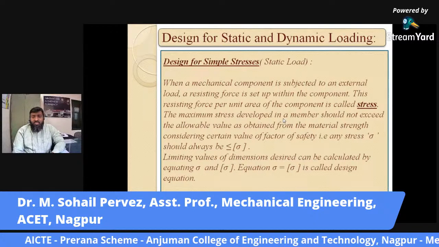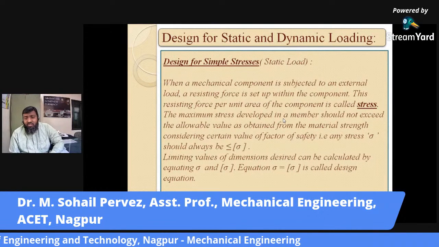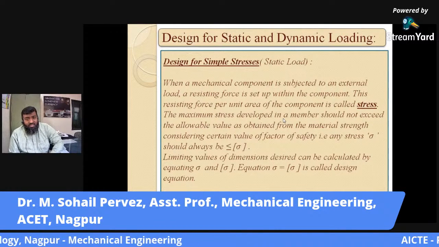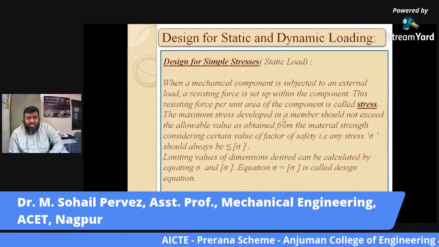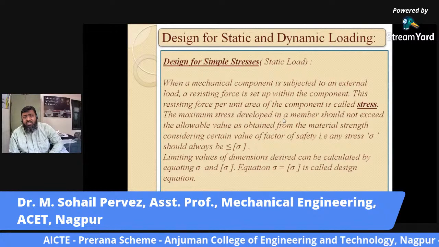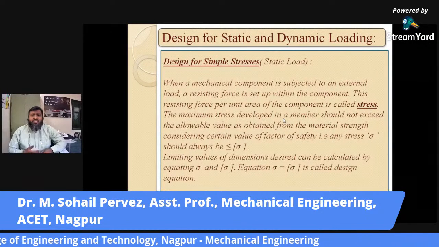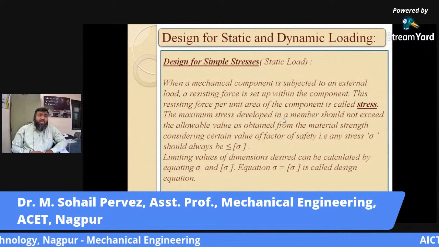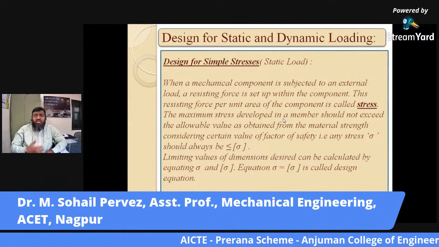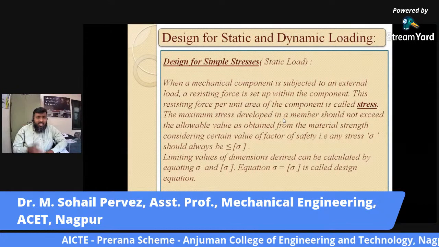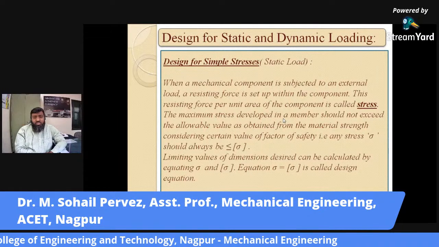So a mechanical component is subjected to external load. A resisting force is set up within the component. This resisting force per unit of area of the component is called stress. What is stress? We generally discuss with our friends or family, I'm in tension, I'm having stress. What is that stress? That stress is nothing but the reaction of different circumstances on a human body, emotionally, psychologically, physically. Similar is the case with the stress on the components.